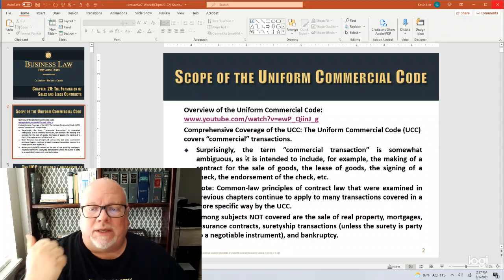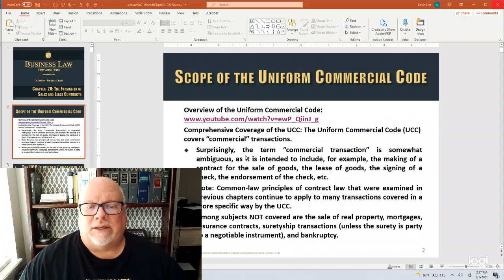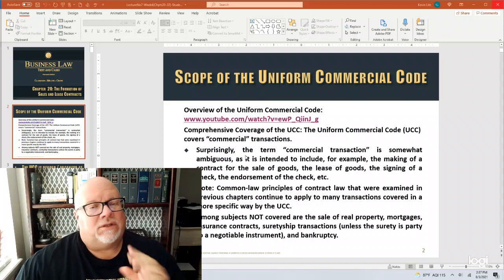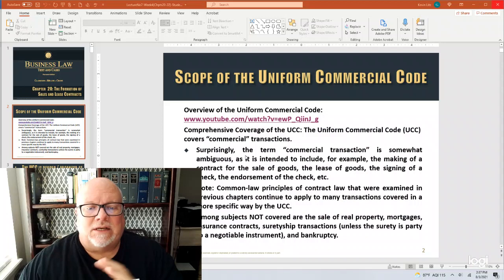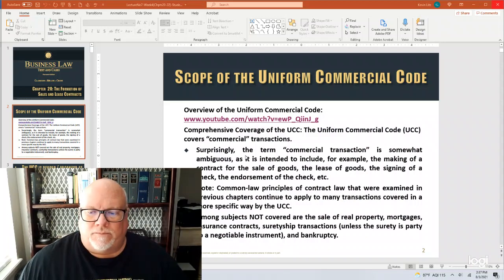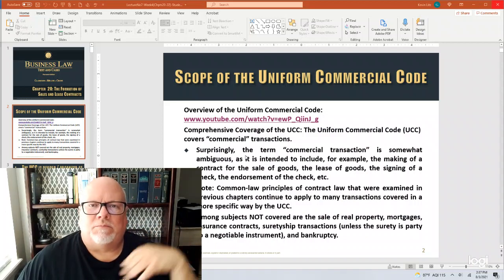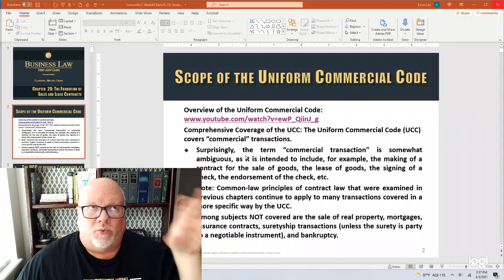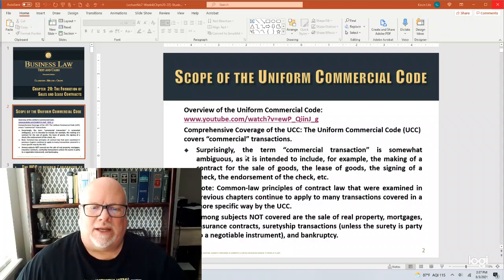What's a commercial transaction? It's relatively ambiguous, believe it or not, but basically usually the sale of goods. It also covers leases, signing of the check, etc. We'll get into that. It does not apply to real property. That means houses, buildings, land, real property. Personal property, for example, in your house, the bookcase behind me is my personal property. My real property is the house in which that is.